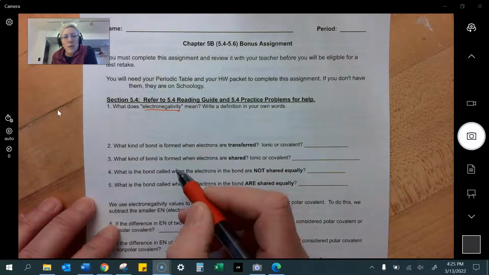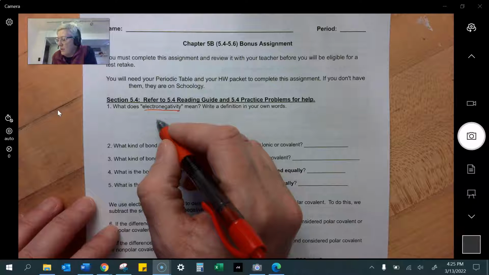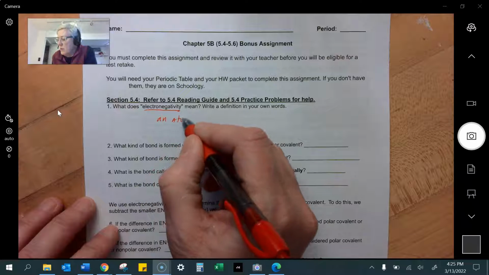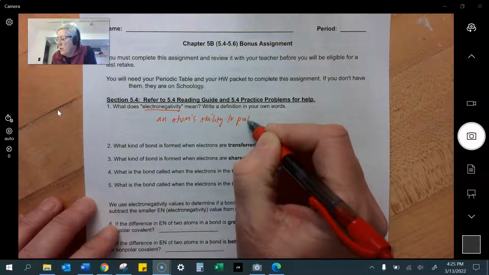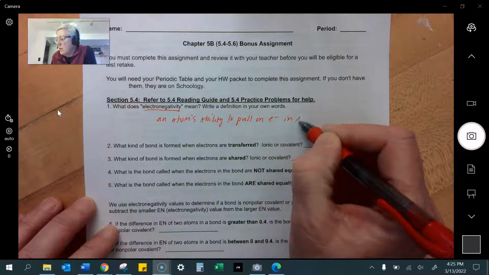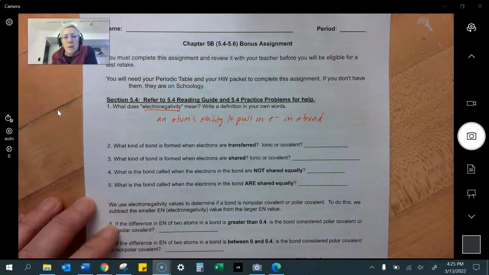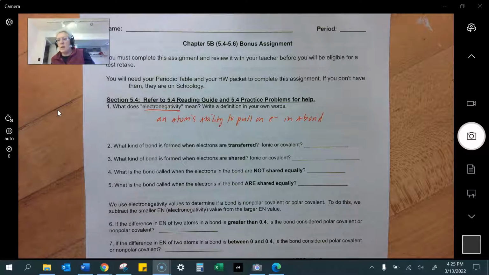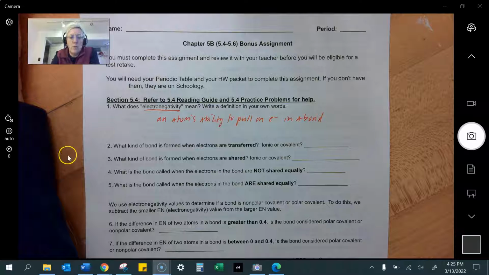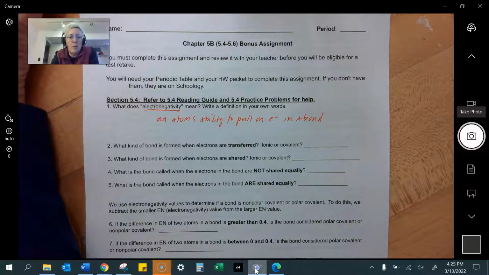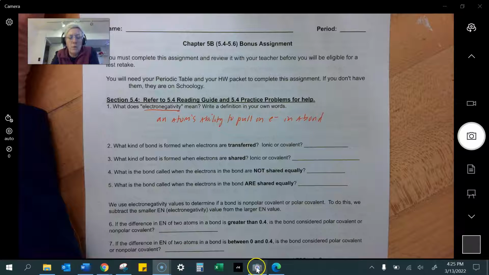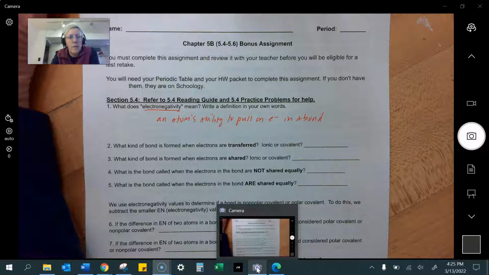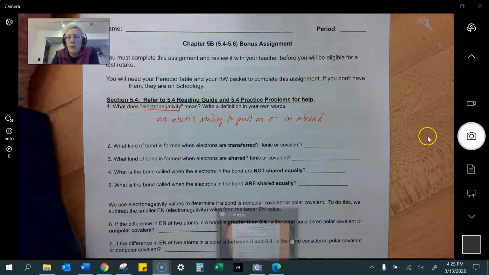Electronegativity, and you should write this down, is how strongly an atom can pull on electrons in a bond. So I'll write down: an atom's ability to pull on electrons in a bond. The more electronegative something is, the better able it is to pull on electrons, okay? And those values are on your periodic table, which I don't think I can show you because I don't have this figured out. Bummer. Okay, they're on your periodic table.